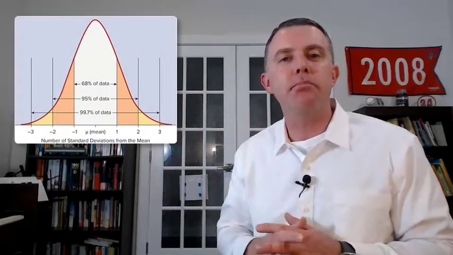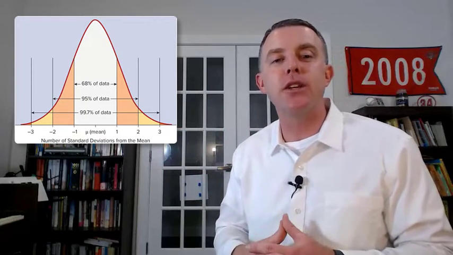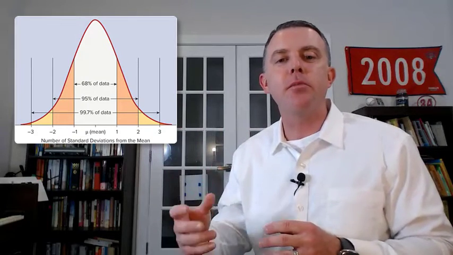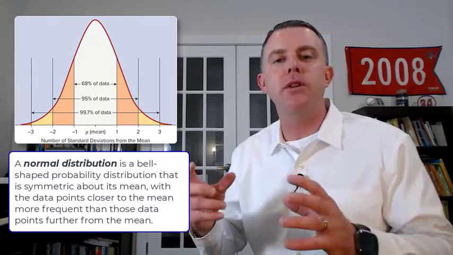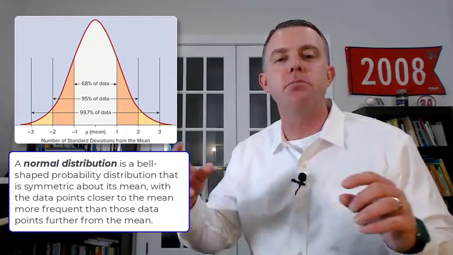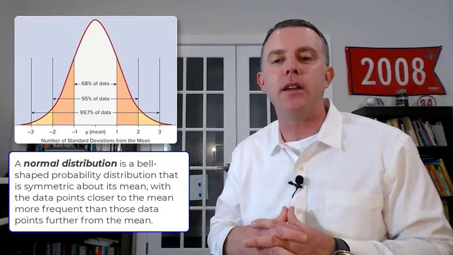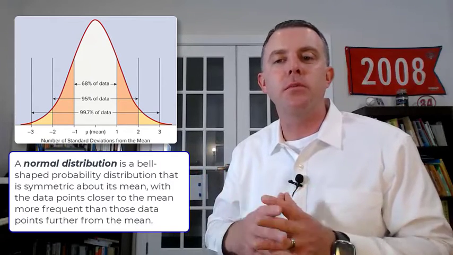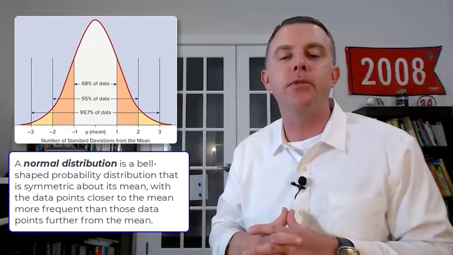So a really useful distribution is called the normal distribution. And if you've ever seen a bell-shaped curve in a graph, it represents a normal distribution. It's a probability distribution where the distribution of values is symmetric around the mean, with data points closer to the mean more frequent than those further from the mean. We use the normal distribution to do a lot of statistical tests, right? So we're going to make assumptions in our statistical tests that are based on the normal distribution.